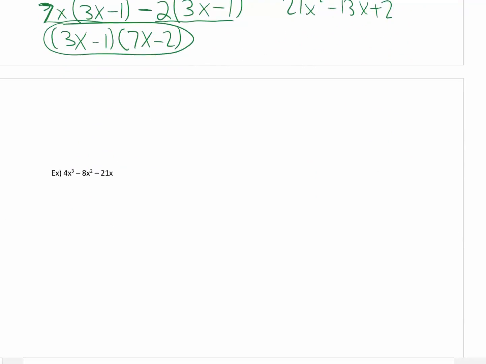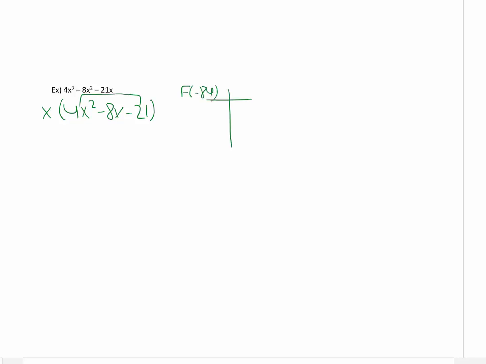Okay, let's take a look at the next example. The first thing: is there a greatest common factor I can take out of all of the terms other than 1? In this case, I can factor out an x. Now let's go inside the parentheses. Again, the leading coefficient is not 1 with 3 terms. So I need to find factors of negative 84 whose sum is negative 8. In this case, this will be negative 14 and a positive 6. Negative 14 times 6 is negative 84, and negative 14 plus 6 is negative 8.